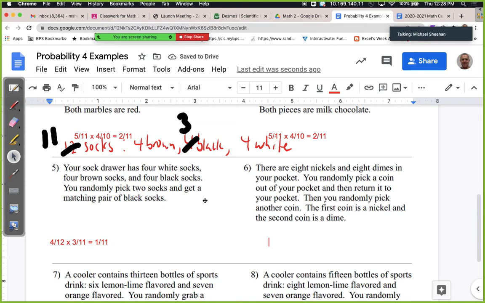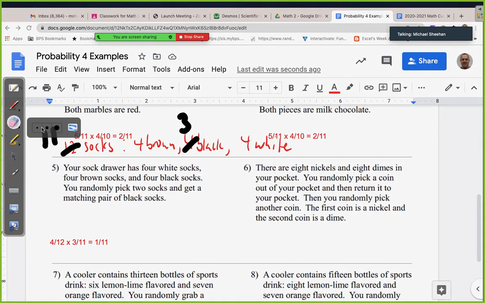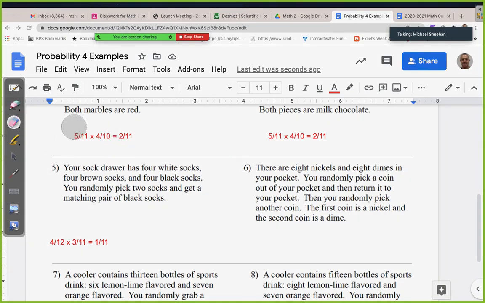All right, number 6. There are 8 nickels and 8 dimes in your pocket. All right, so that's 16 coins.